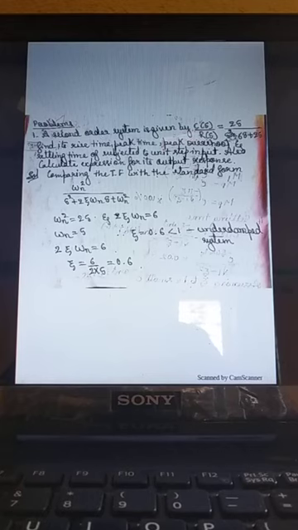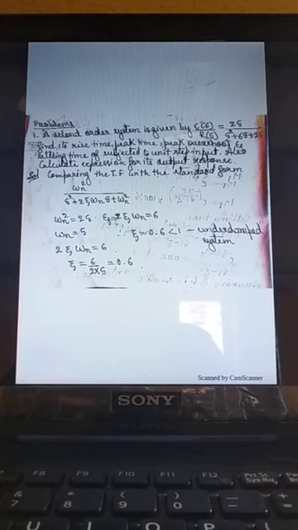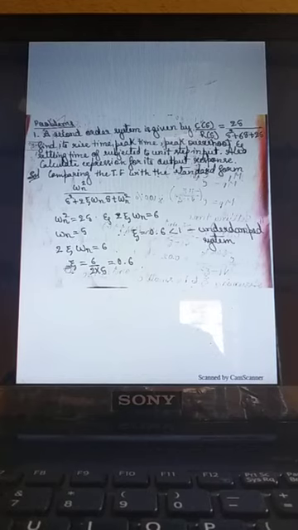Okay, this is the given transfer function. This is the standard transfer function. Compare with the standard transfer function. Then you will get omega n square is equal to 25 and omega n is equal to 5. 2 zeta omega n is equal to 6, so zeta is equal to 0.6.